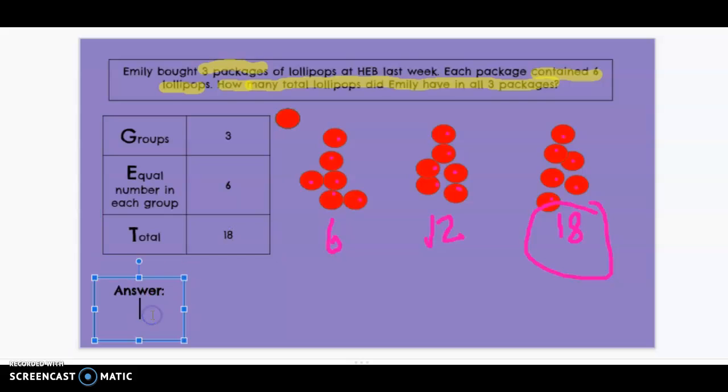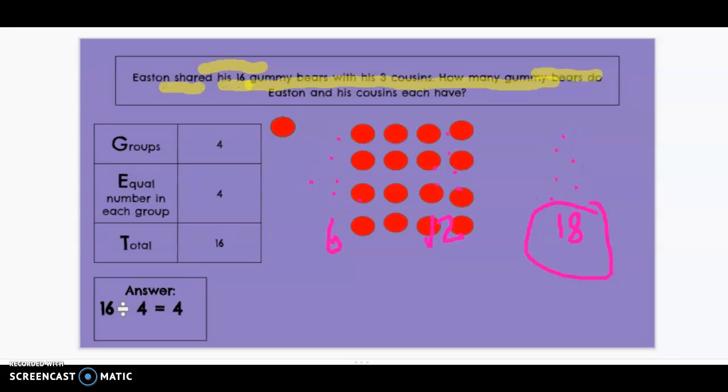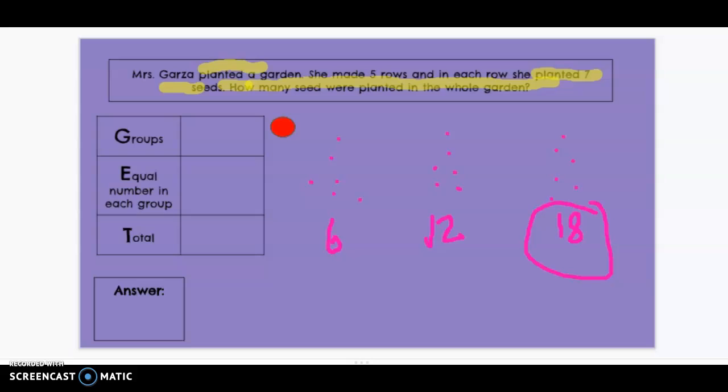And remember, in your answer, I want you to write the number sentence or the equation that you're going to be using. And the equation that we used was 3 times 6 equals 18. So there you go. That is how you use the GET in a multiplication problem. Here, GET was modeled in a division problem. So now you're going to do this one by yourself. And let me erase this real quick so you can see this. You're going to do this one by yourself, okay?